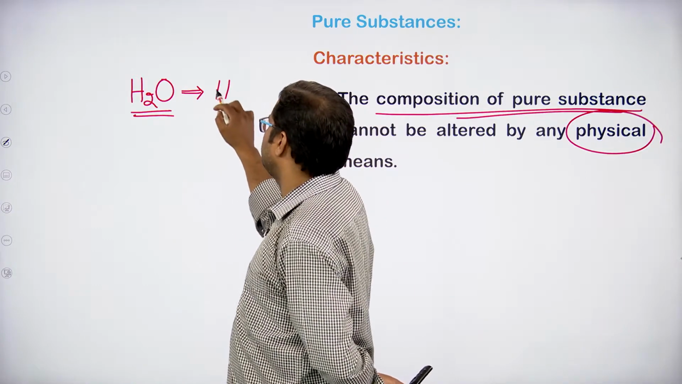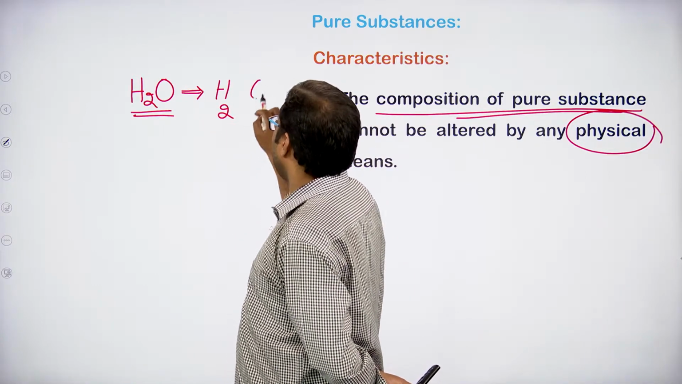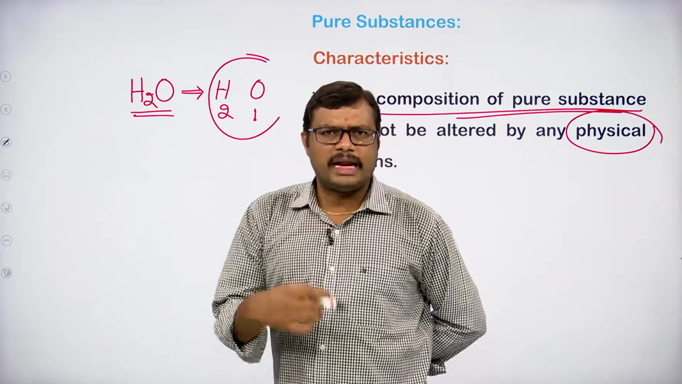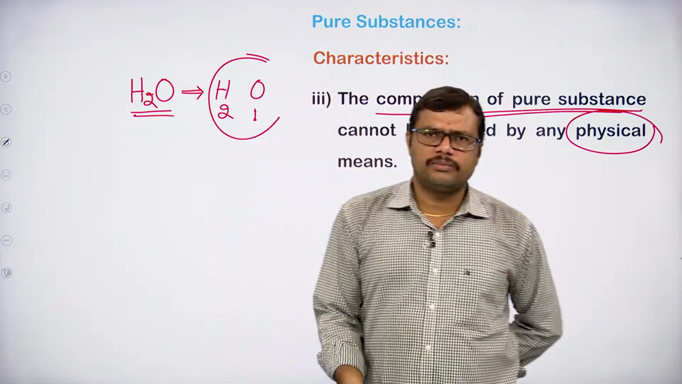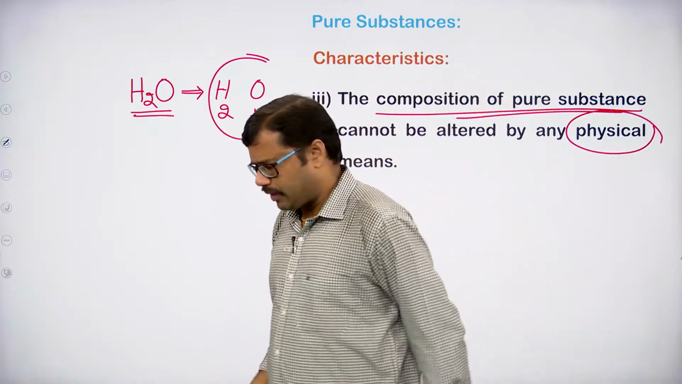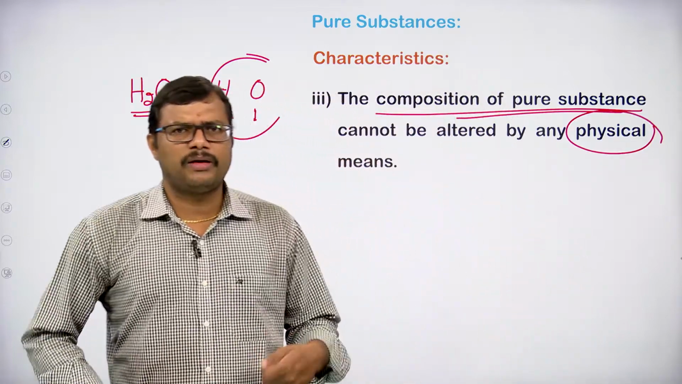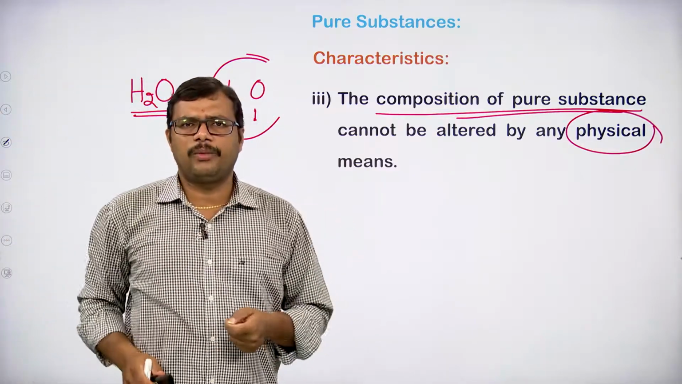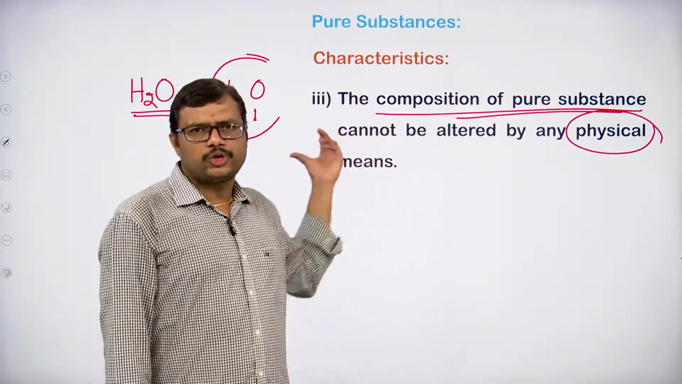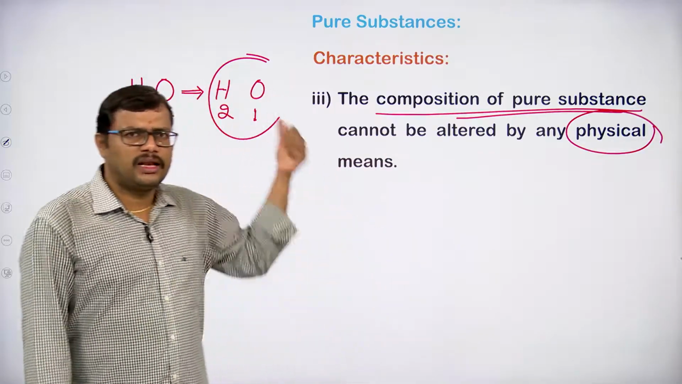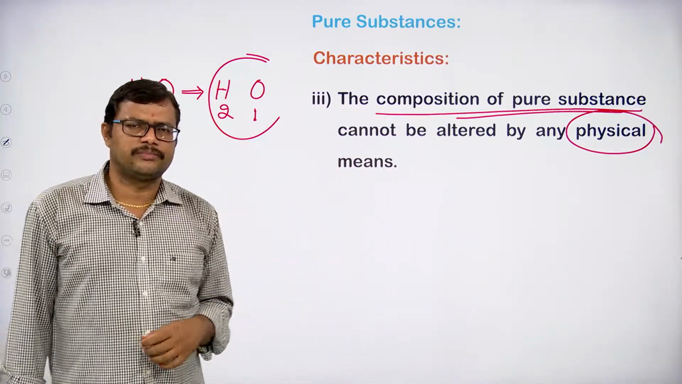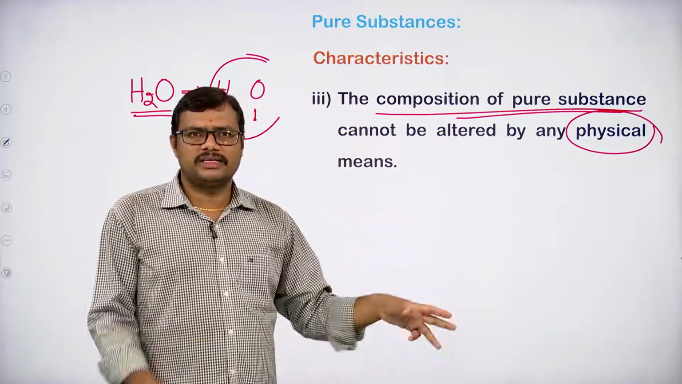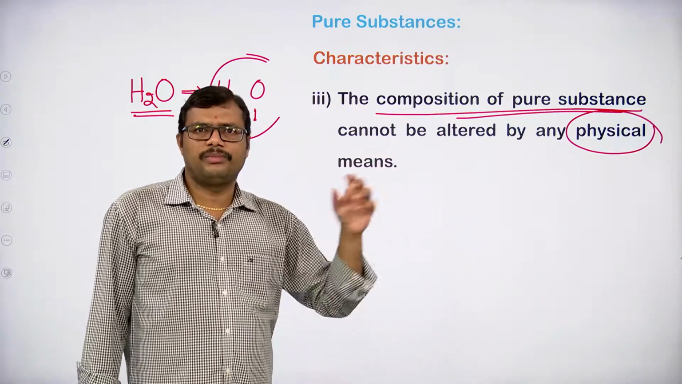We have 2 hydrogen atoms and 1 oxygen atom. So the composition of water will remain as H2O. I cannot change it by physical means. For example, what do you mean by physical means? If I go for filtration, if I filter the water through a funnel, what happens? Can I change the H2O? Is it possible to change the number of hydrogen and oxygen atoms in that case? No, we cannot change the hydrogen and oxygen atoms by physical methods.